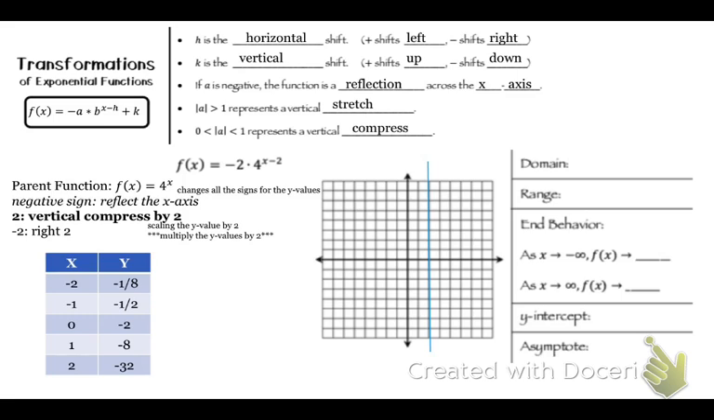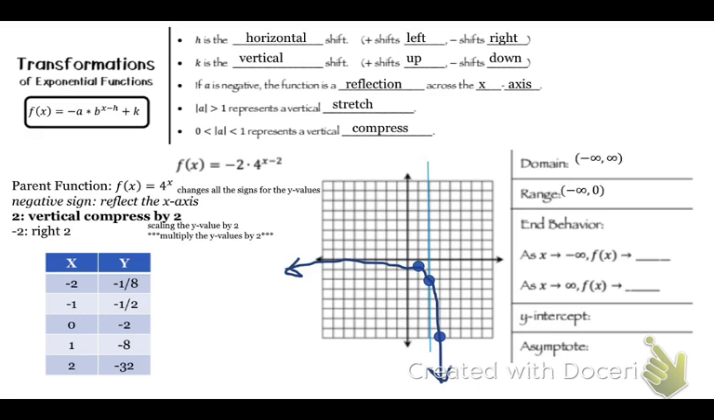Okay, so negative 2, negative 1/8. I'm not going to graph those. Negative 0, negative 2, 1, negative 8. That one's off the graph. Negative 1, negative 1/2 is right there. So that's what that one looks like. Okay, it flipped over the x-axis.